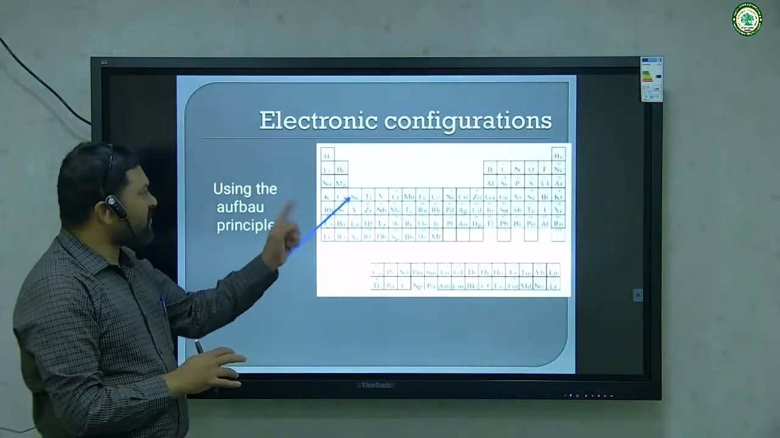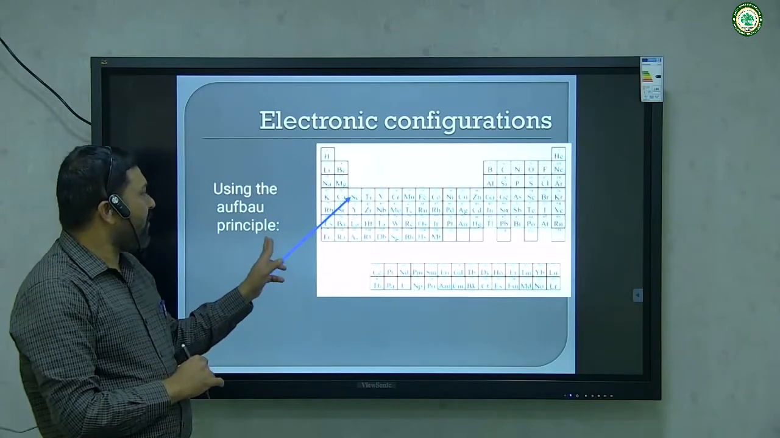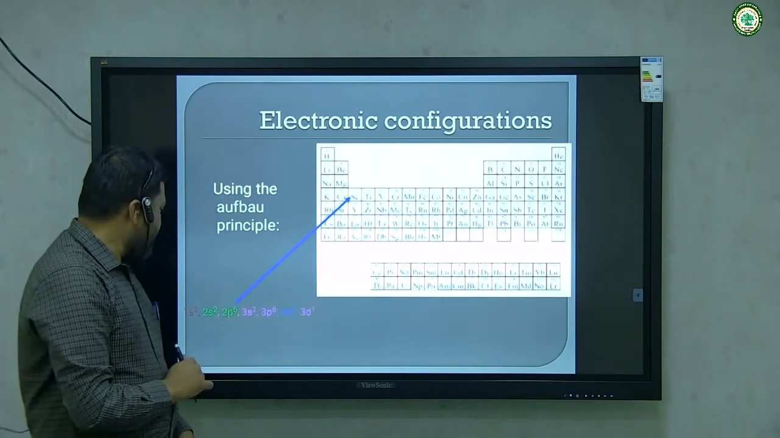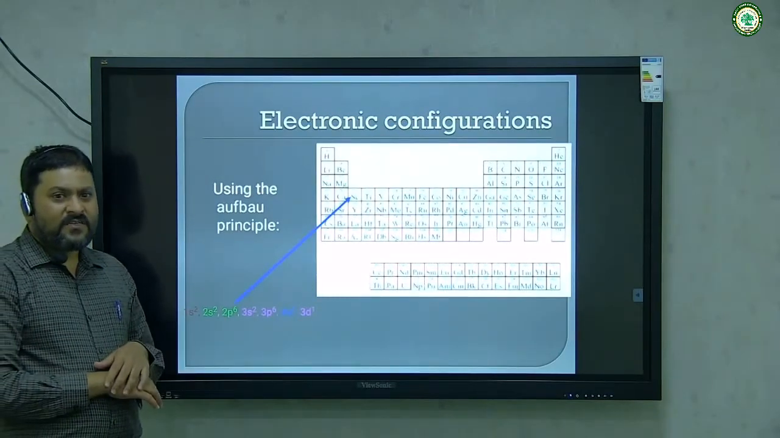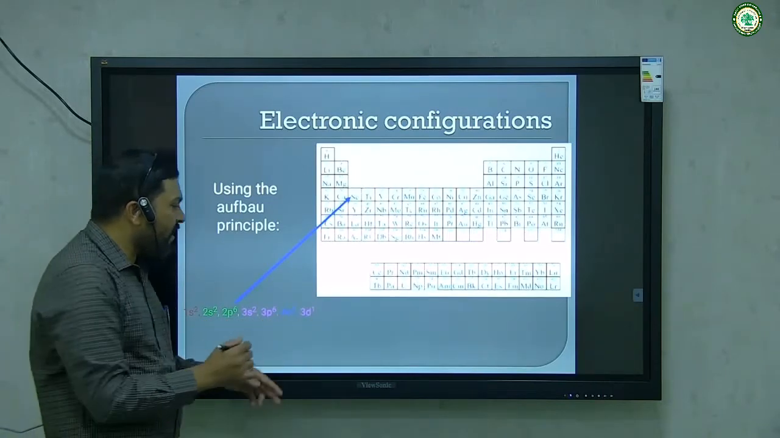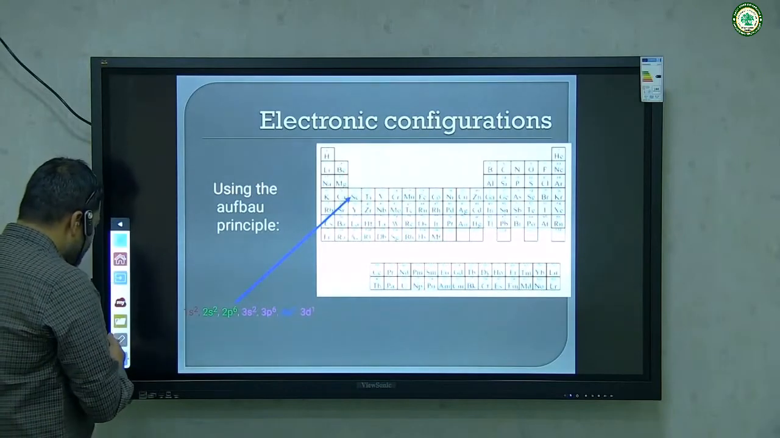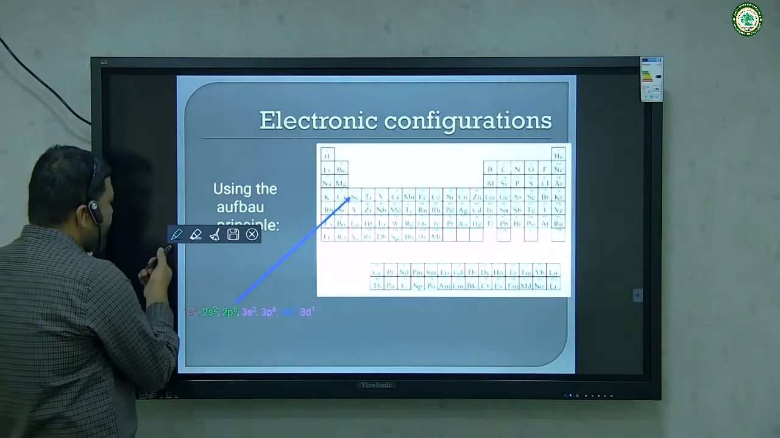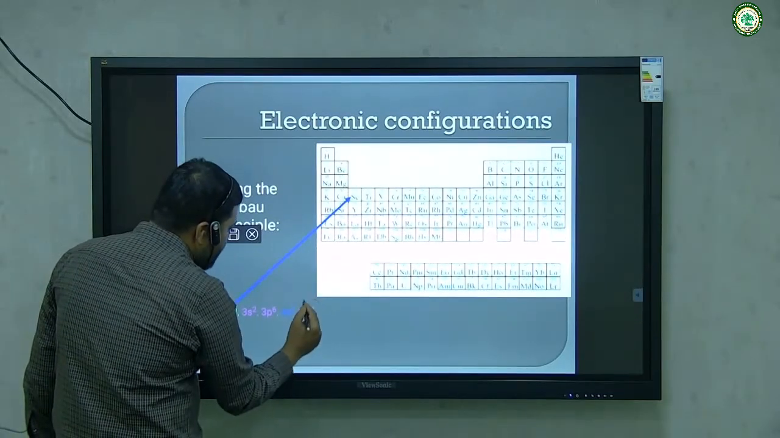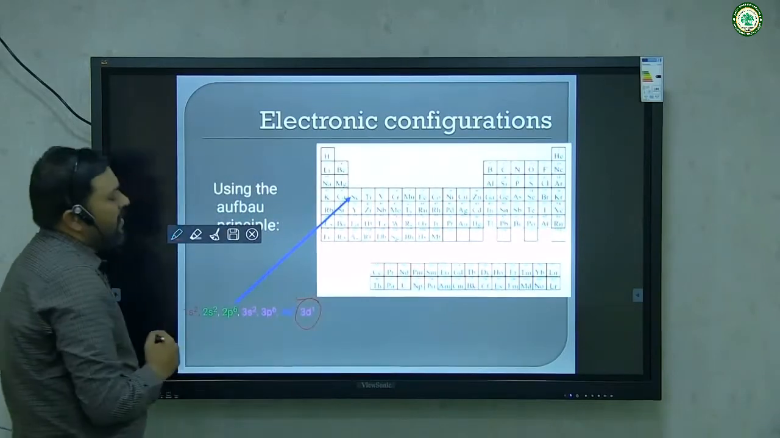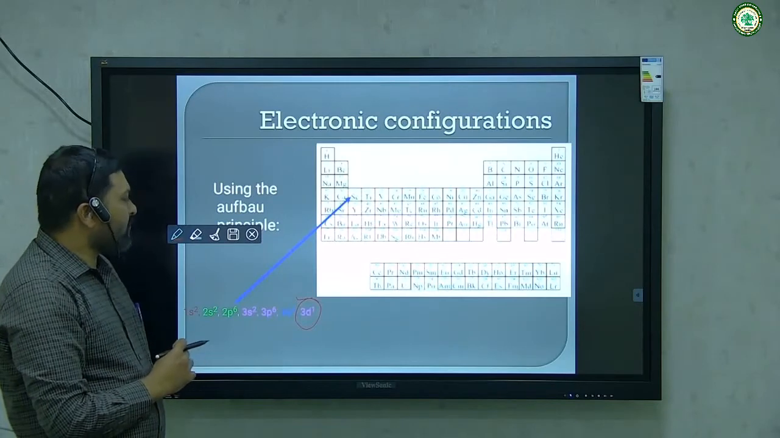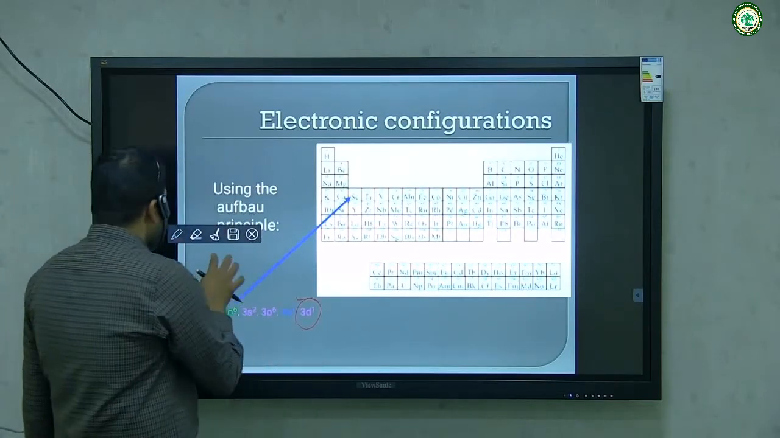Here in case of scandium, the electronic configuration is written according to the Aufbau principle. What is the electronic configuration of scandium? Here 1s2, 2s2, 2p6, 3s2, 3p6, 4s2 and 3d1. What does it mean? In scandium, 3d1 means the last electron enters the 3d subcell.